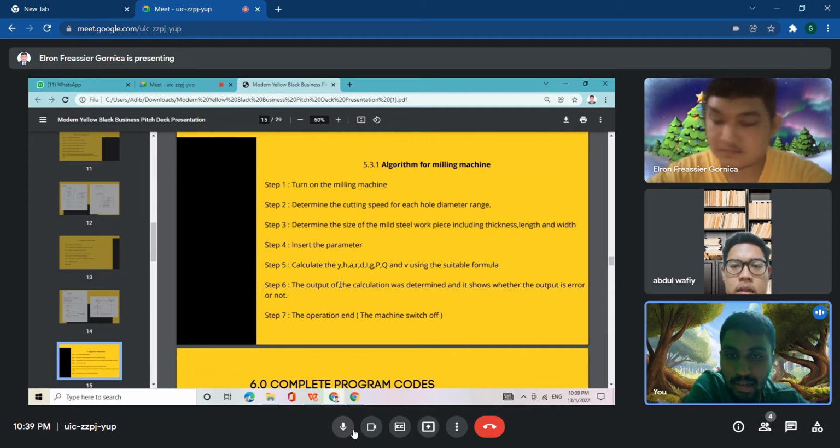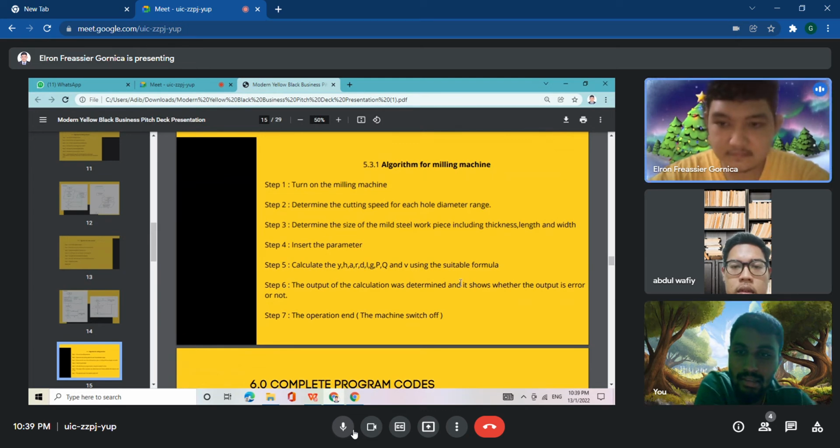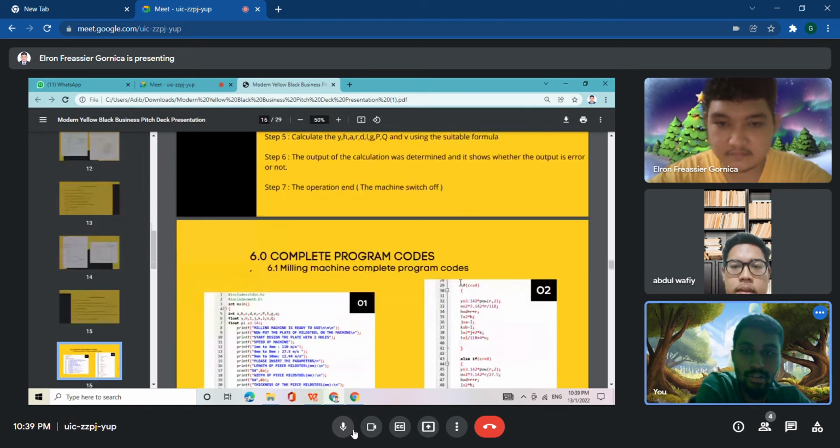Step 6, the output of the calculation is determined and it shows whether the output is error or not. The last step is the operation is end, so the machine is switched off.